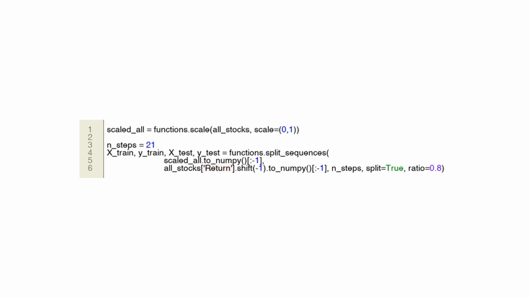In summary, this code snippet normalizes stock data and then splits it into sequences necessary for time series prediction, preparing it for a machine learning model which would be used to forecast future stock returns based on historical data.